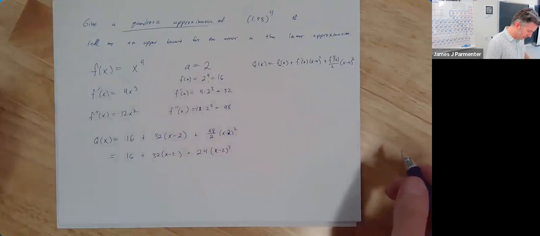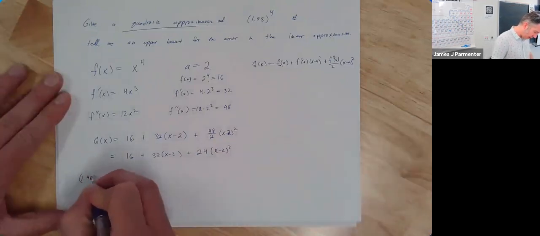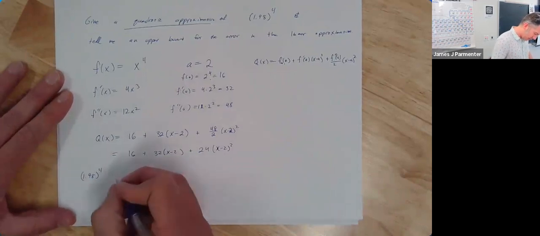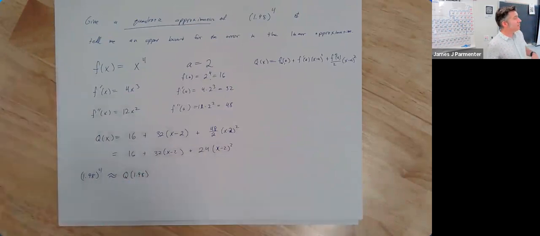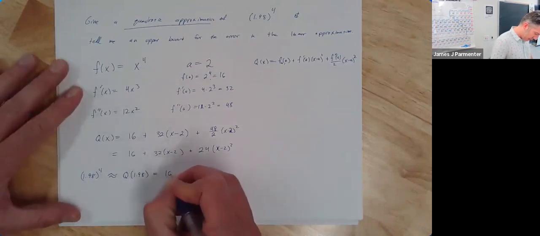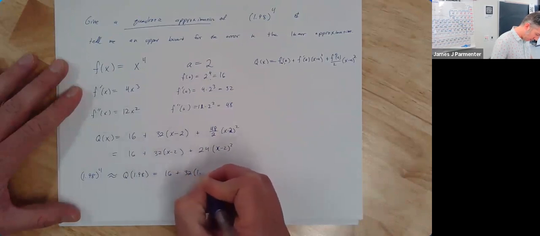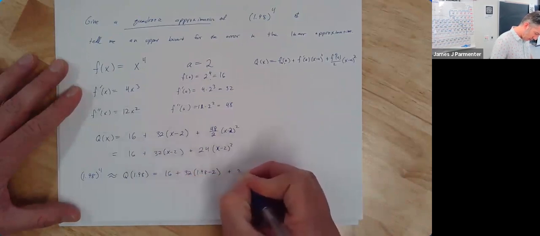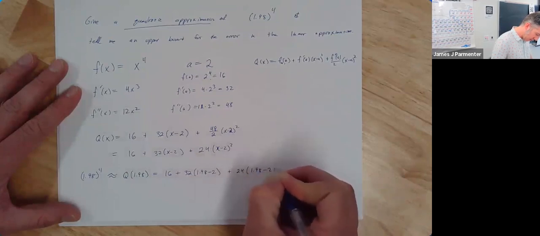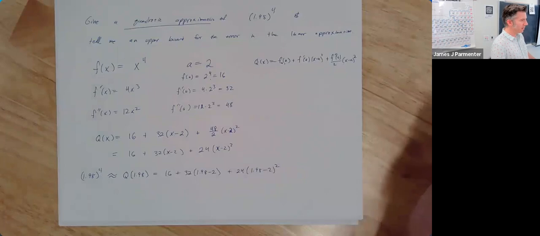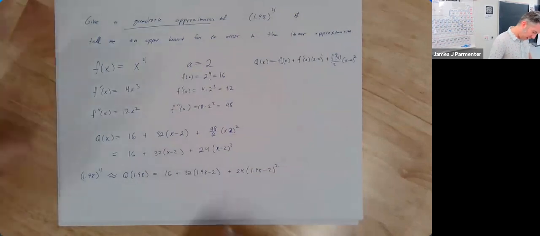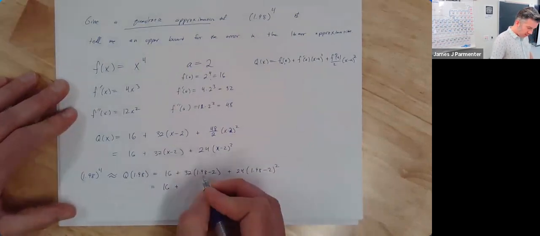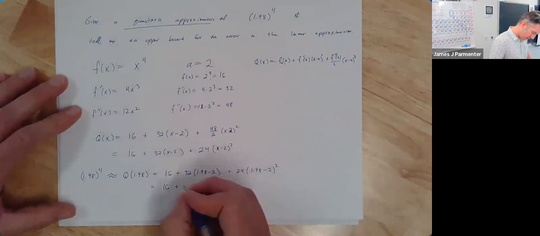Because now what we're going to say is 1.98 raised to the fourth power is approximately q of 1.98. And then I'm just going to substitute in 1.98 for each of the x's. I'm going to get 16 plus 32 times 1.98 minus 2 plus 24 times 1.98 minus 2 squared. I assume you don't get a calculator on this exam. Correct. Okay, so be a little bit careful here, but not too careful. 16 plus 1.98 minus 2 is negative 0.02.